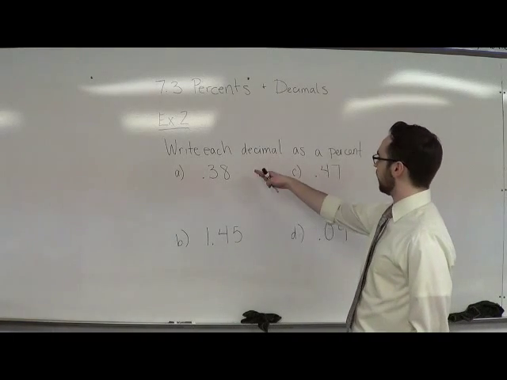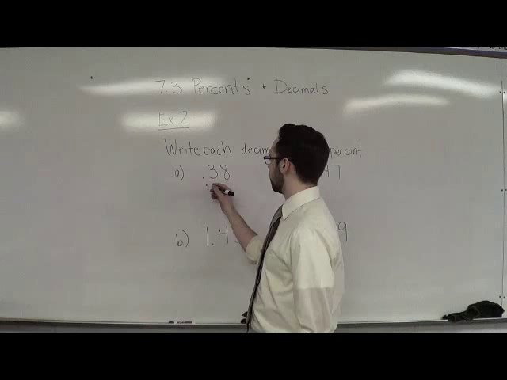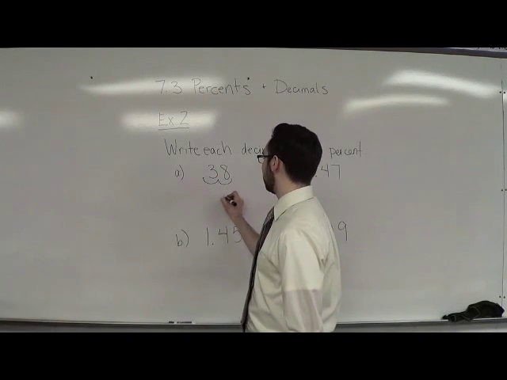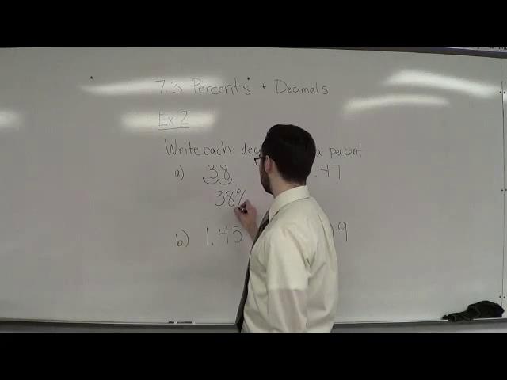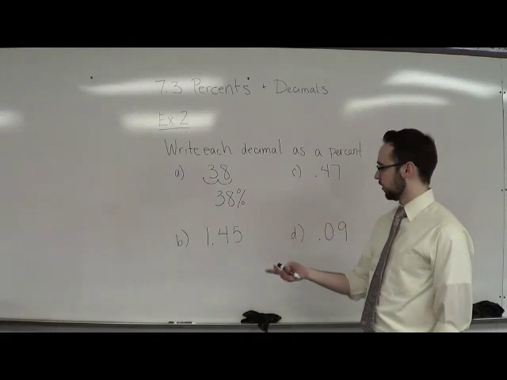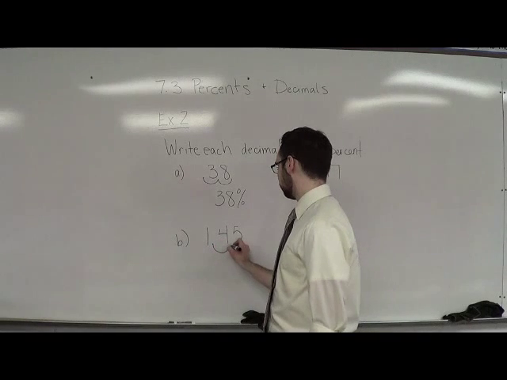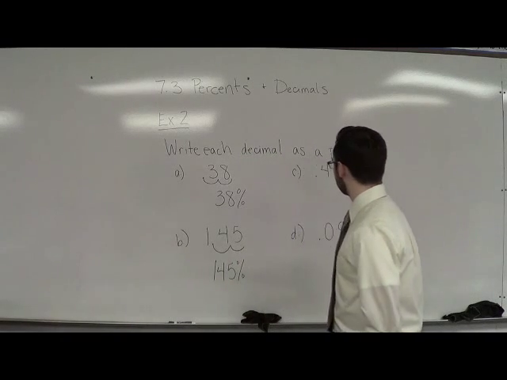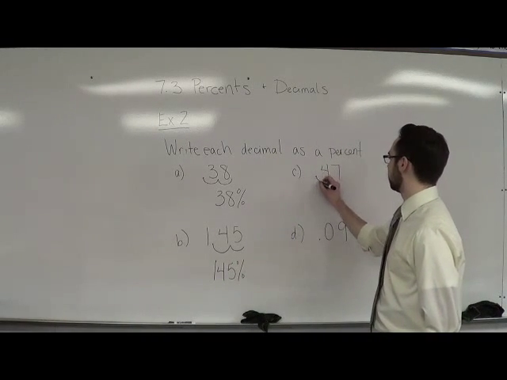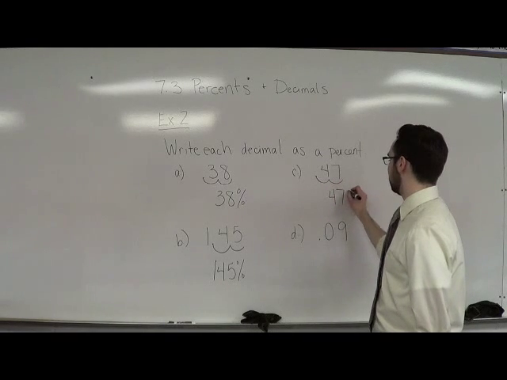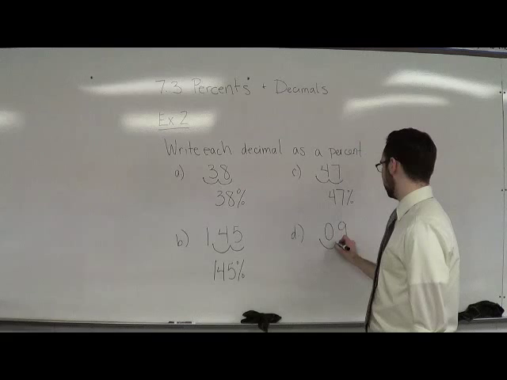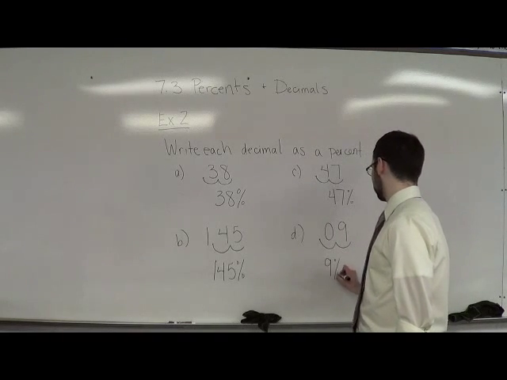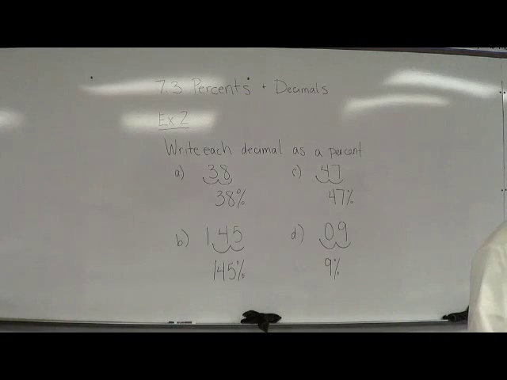So when I want to make the decimal into a percent, I move it the opposite direction. So now I'm moving it, again, only 2 places, so now it becomes 38%. 2 places this way, move it this direction, we have 145%. 2 places this way, 47%, and 2 places this way, 9%. And it's as simple as that.